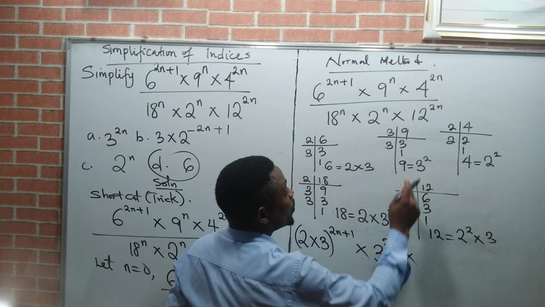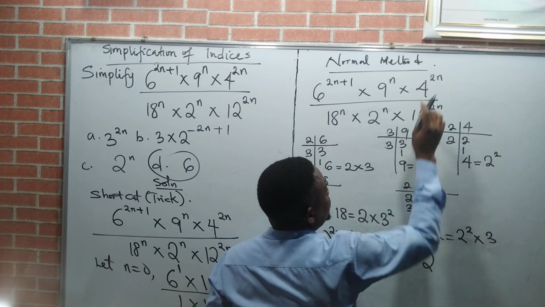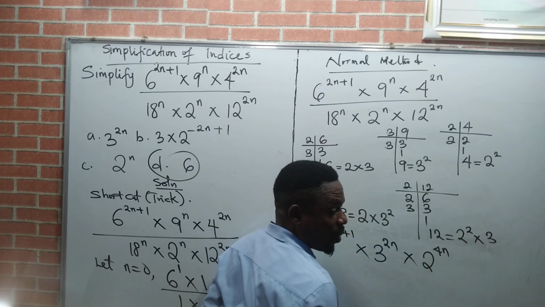Then I will multiply. What is the indices of 4? It is 2 raised to power 2, right? Cancel with this 2n, to produce 4n.